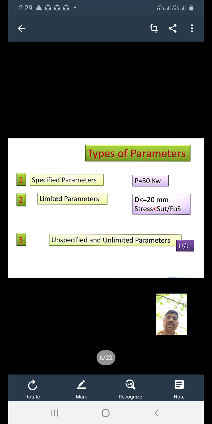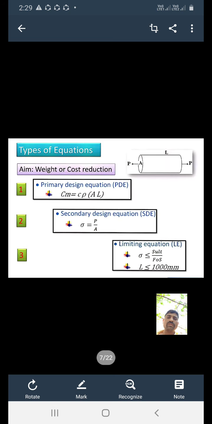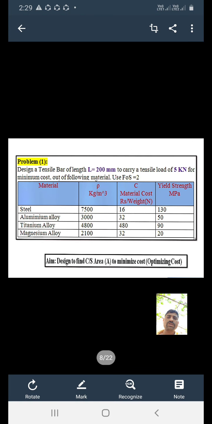And third is unspecified and unlimited parameter, U oblique U, unspecified and unlimited parameters. Okay, means this third is not coming under the specified parameter, not coming under the limited parameters. Okay, remember these 3 parameters. Types of equation we have seen. Then we will see the first numerical on those equations.